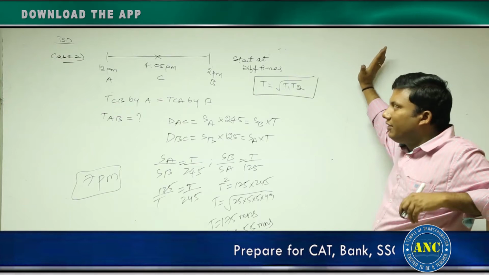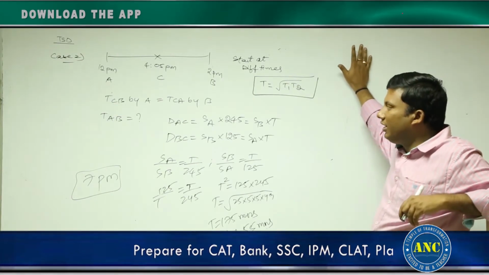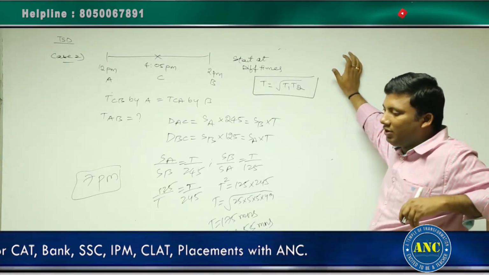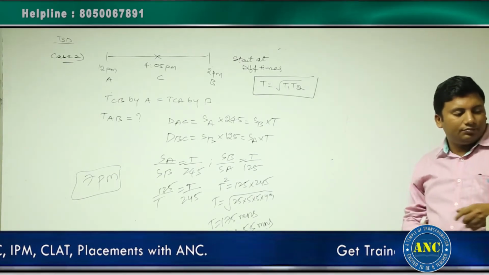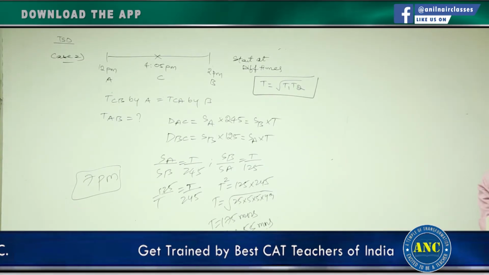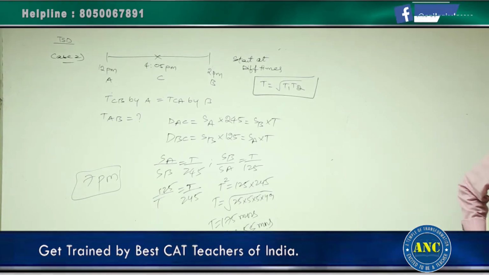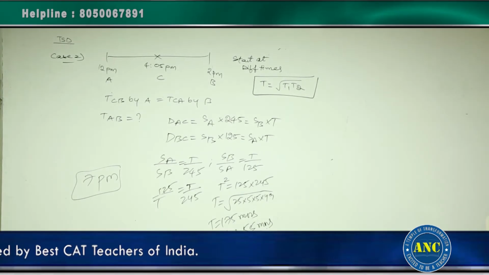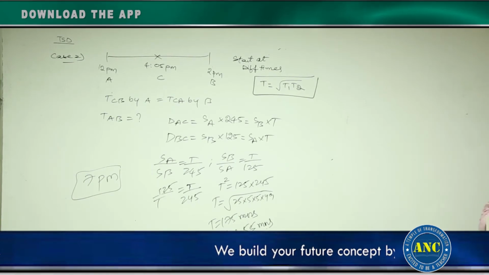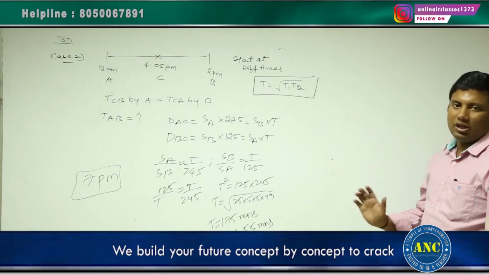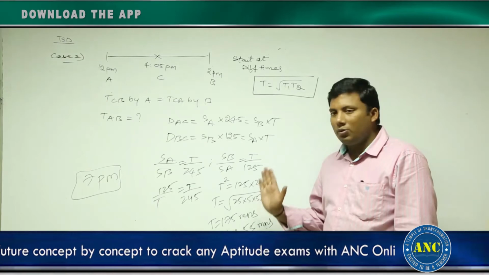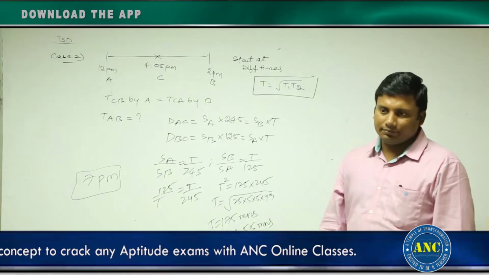If they start at different times, and after meeting they travel equal time periods, the conclusion is given by T equivalent to root of T1 T2. This is case 2. I hope it is clear, right? Next.